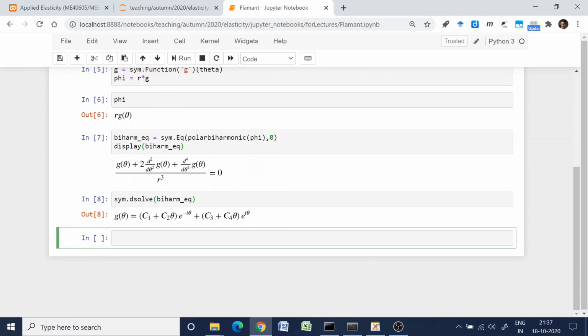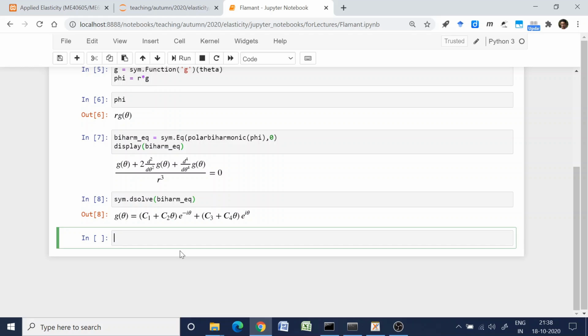Now what we'll do is we will rewrite this solution in a slightly different fashion. You see there are 4 different constants here, c1, c2, c3 and c4, and all of these terms have been written in terms of e to the power i theta, e to the power minus i theta, and that's fine. That's exactly the thing that you would obtain by hand. But what I would like to do is to use the expansion of e to the power i theta as cos theta plus i sin theta, and rewrite the solution for g theta in terms of cos theta and sin theta.